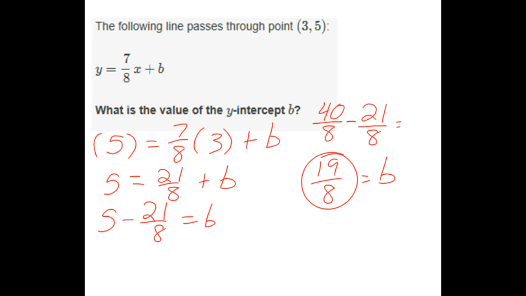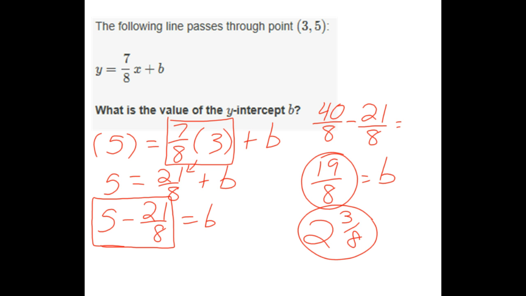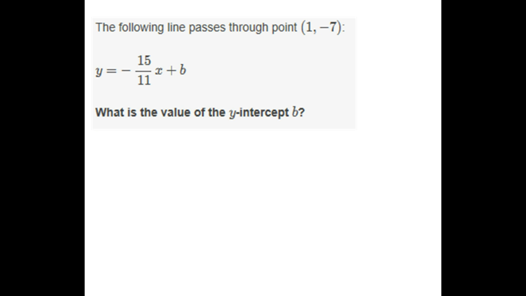Now, if you do this part on a calculator, you might get 2 and something, whatever, it doesn't matter. Of course, I'm doing it all in my head and on paper, but you can do it on a calculator. You'll still get 19/8. You'll get it as 2 and 3/8 as your final answer on a calculator. But either way, same answer. Alrighty, let's try another one.